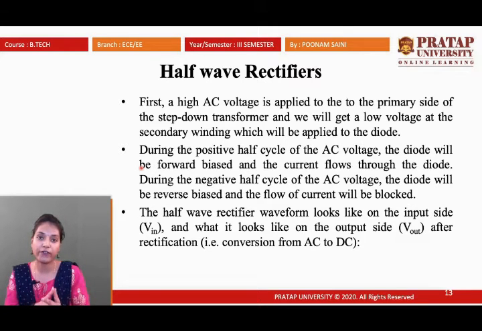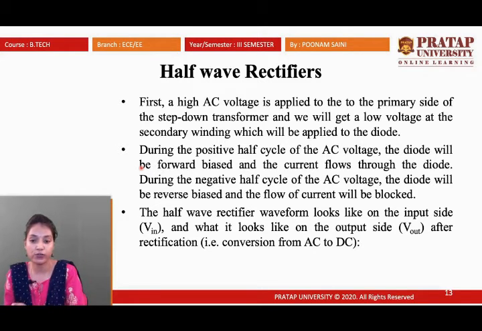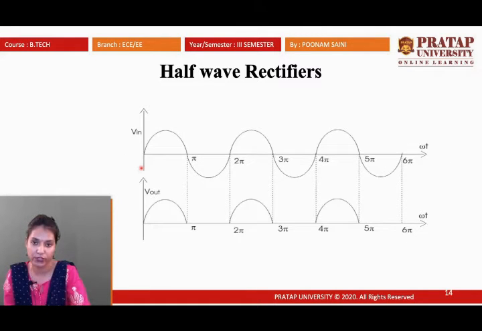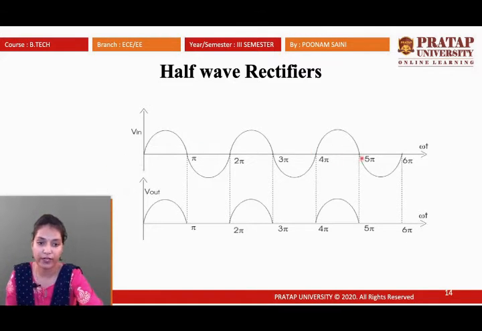So the half wave rectifier waveform looks like this, with V in on the input side and V out on the output side after rectification. What is the process of rectification? A rectifier is a device to convert AC into DC, and the process of converting AC into DC is known as rectification. So this is the half wave rectifier.